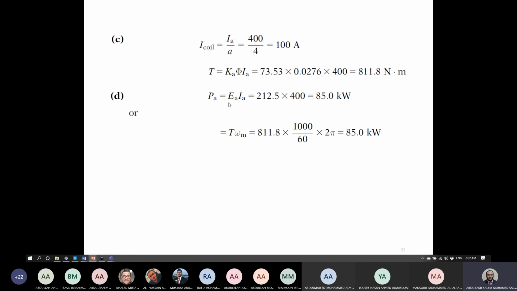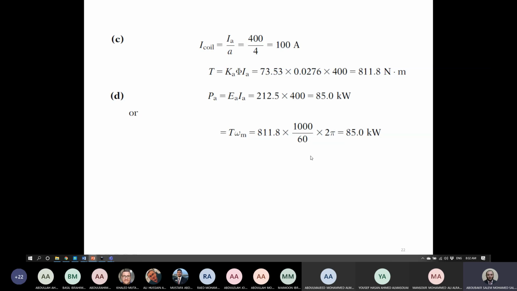Regarding the power, the electromechanical power or developed power, we can calculate it in two different ways. We can say it's EA IA, or torque developed times omega m. We have EA, which is 212.5, calculated in the previous slide, multiplied by the armature current. So this is representing the machine developed power. Or we can calculate it using torque multiplied by speed in radians, so it's 1000 RPM multiplied by 2π over 60. So it equals 58 kilowatt, the same as the other way of calculation.